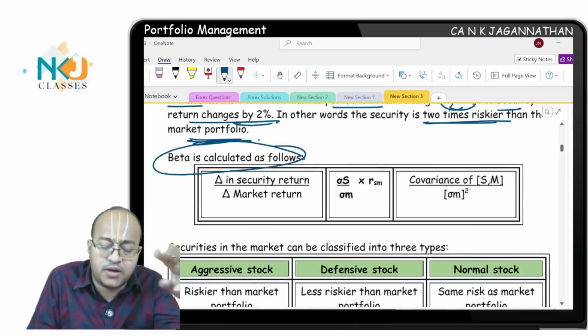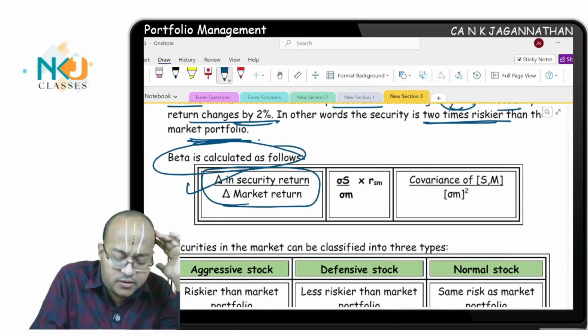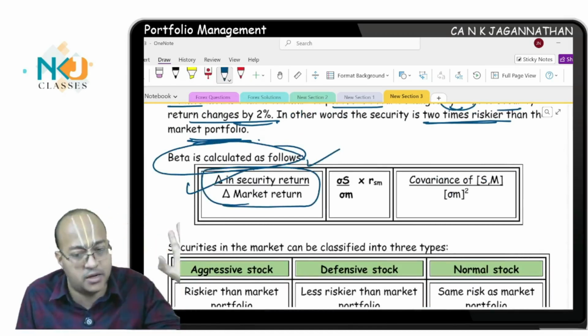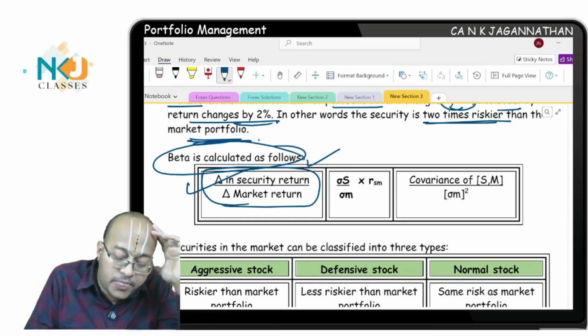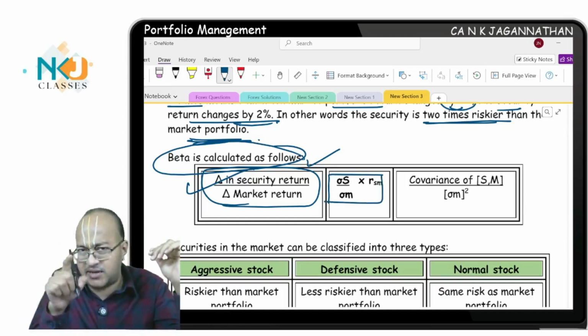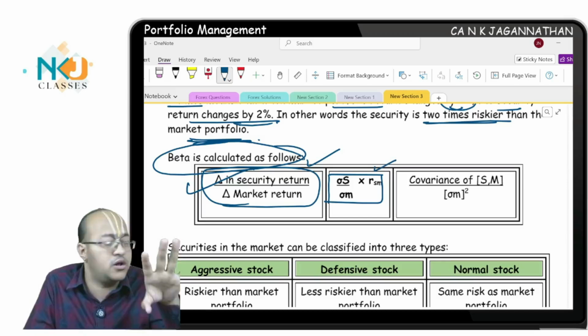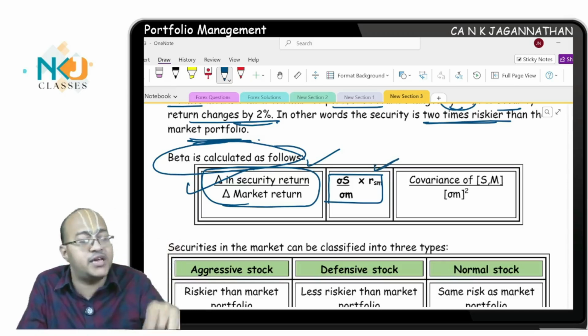One formula, 2 formulas, all the 3 formulas we already learnt. Very simple: change in security return over change in market return. Just now I explained the colloquial meaning of beta, the real meaning of beta. Now there are 2 more formulas. Beta is sigma S, the risk of the security, divided by sigma M, the risk of the market, into correlation of S and M. Are you all understanding? This is another formula which I explained.